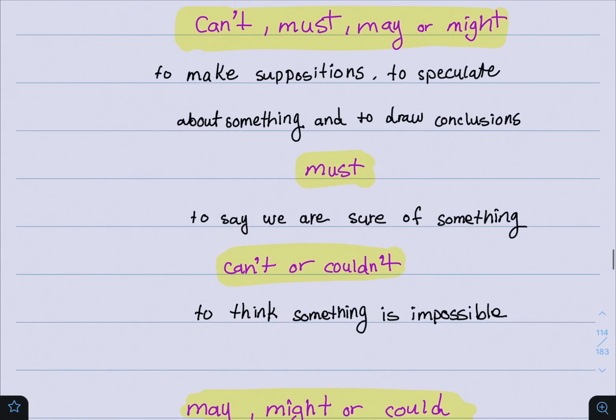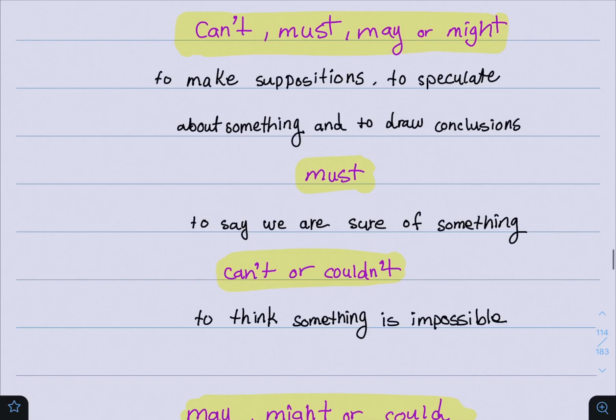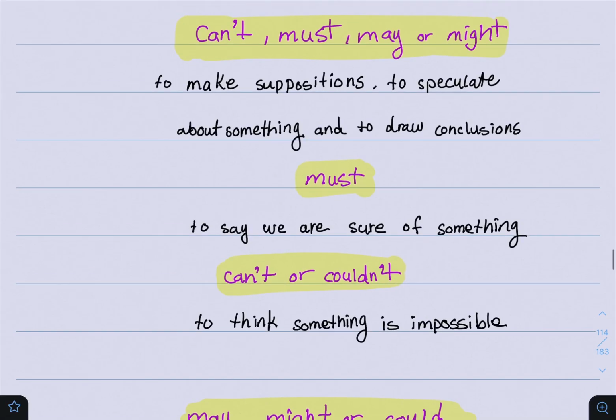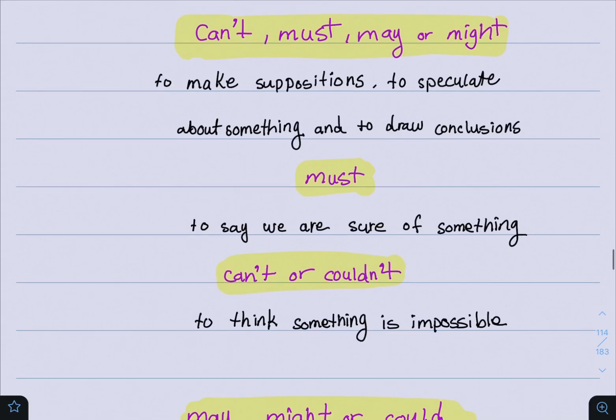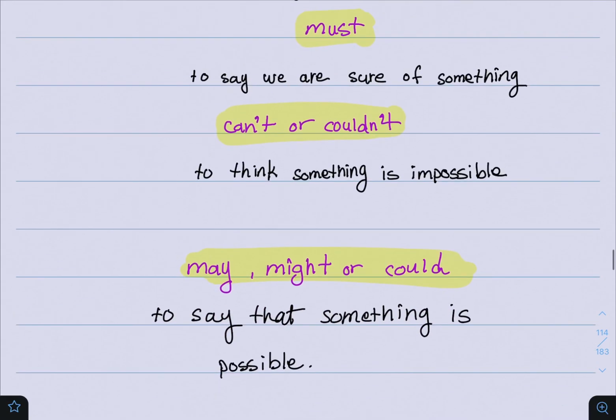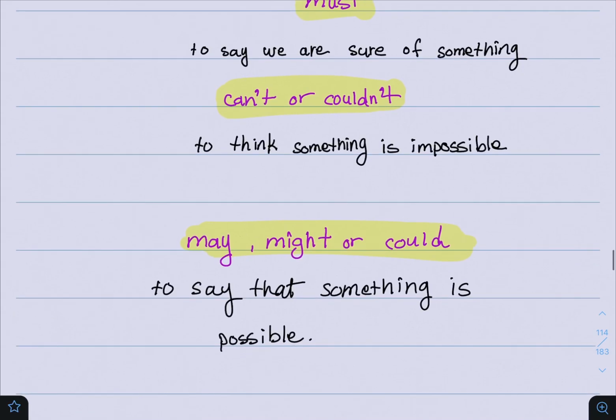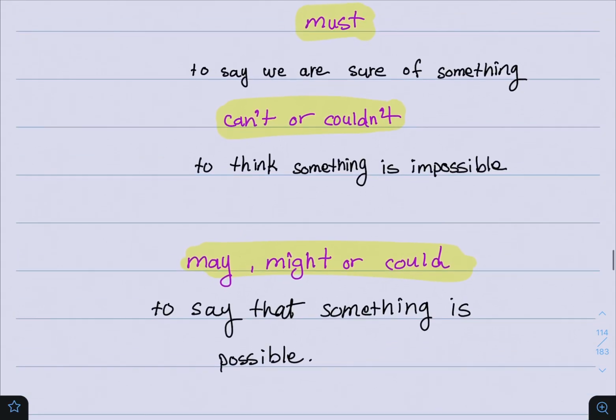Now let's move on to the next thing, which is can't, must, may or might. Now we use to make speculation, or you are assuming something and to draw conclusion، يعني الافتراض أو إني مثلا استنتج، خلاص تستخدم can't, must, may or might. Now as for must, okay, we use it to say that we are sure of something. He must be a teacher.